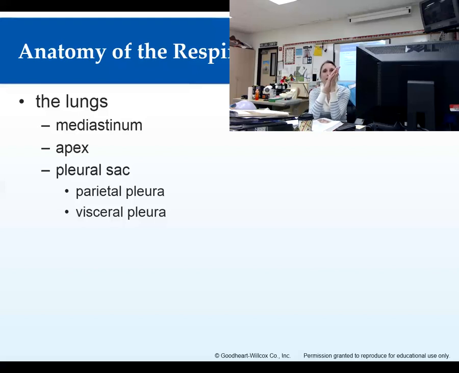Now, those two linings work together to provide a couple of things. One is they provide lubrication. There is a fluid, this pleural fluid, that is secreted between those two layers. And so as the lungs expand, get bigger and smaller, bigger and smaller, that fluid between those two membranes serves as a lubricant so that the lungs can move freely and not rub, not cause pain or friction or irritability, inflammation.